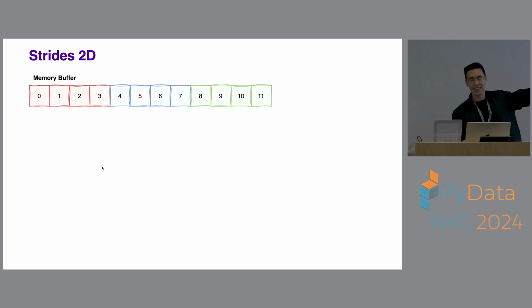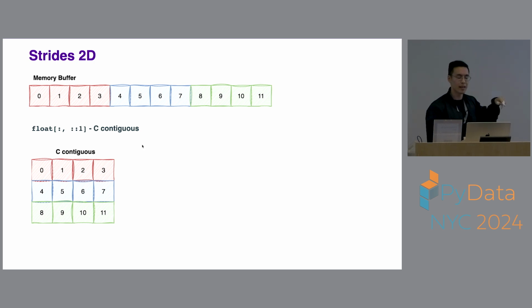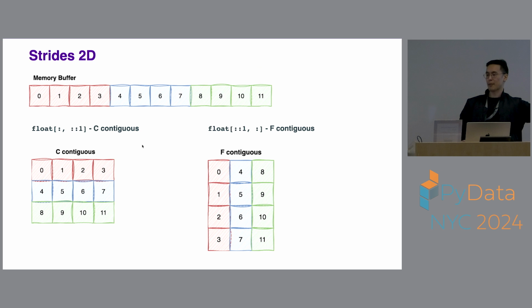This is a memory buffer from 0 to 11. In memory it looks like this. There are 2 ways to view this if you look at 2D data. You can look at it as a row. This is called C contiguous, and you can specify this in Cython with the double dots and a 1, which signifies that the data is stacked up as a row. The other way to view this is stacked up as columns.